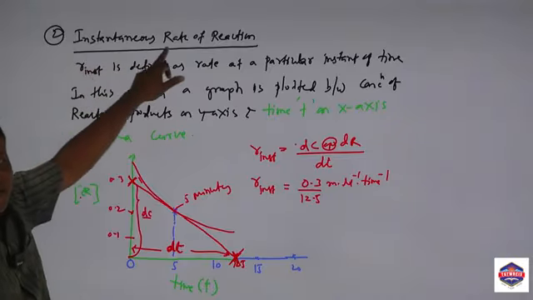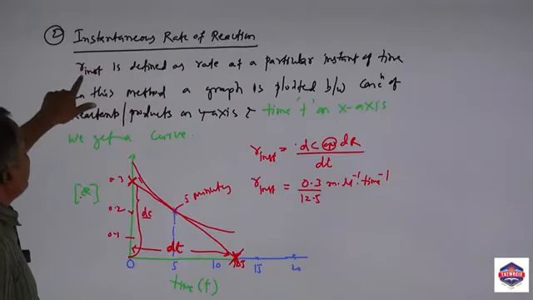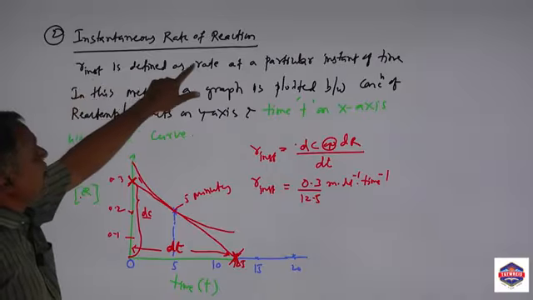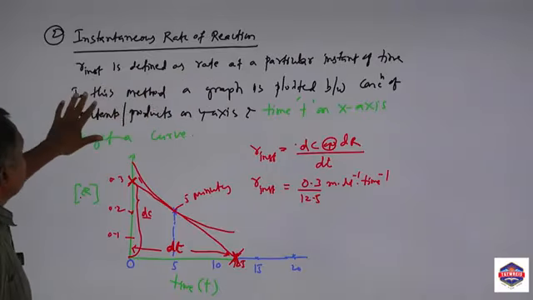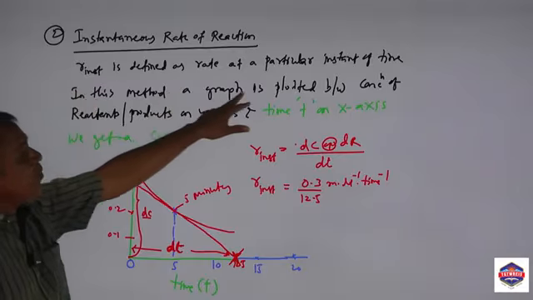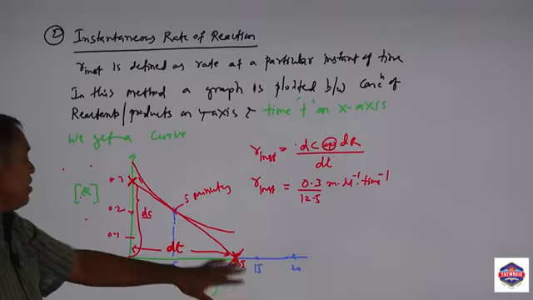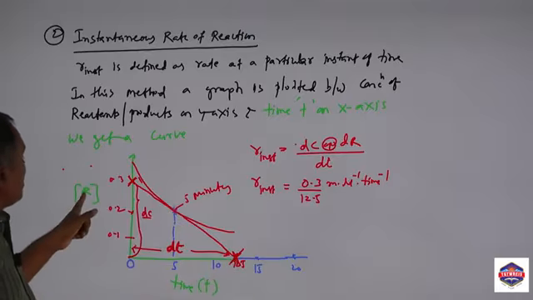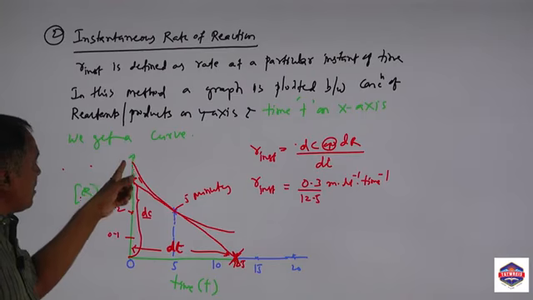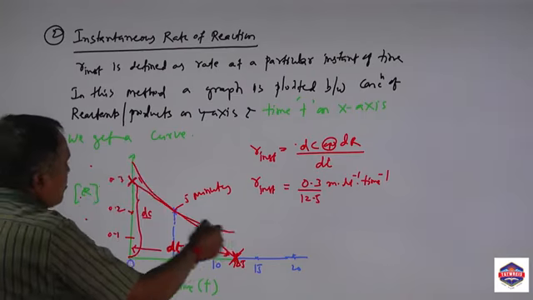Therefore, this is the instantaneous rate of the reaction. Instantaneous rate is defined as the rate at a particular instant of time. In this method, a graph is plotted with the concentration of reactant on the y-axis and time t on the x-axis. We get a curve like this.